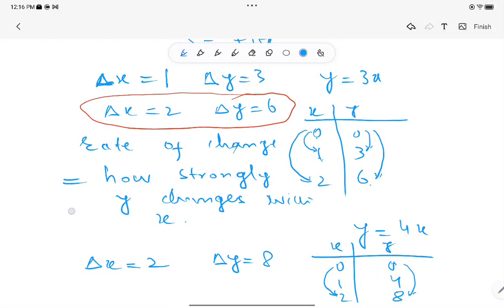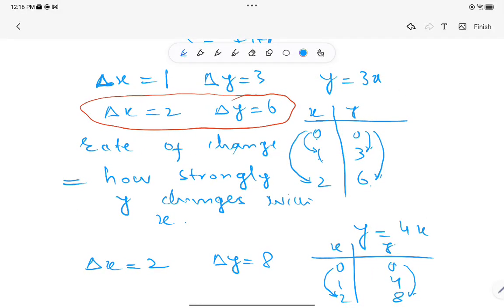So what do you see? You see that in this relation and in this relation, when you change x by the same amount, by how much amount did you change x here? By 2 units. You changed x by 2 units. And how much did you change y? How much did y change here? 6. How much did y change here? 8. What does it mean?